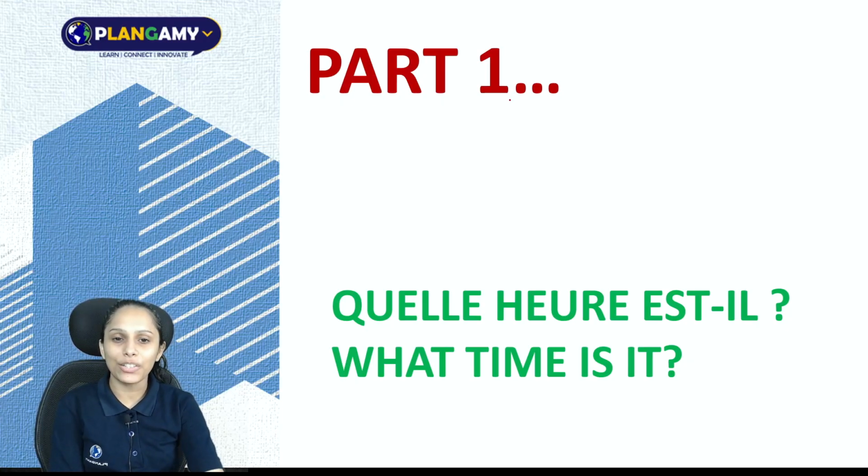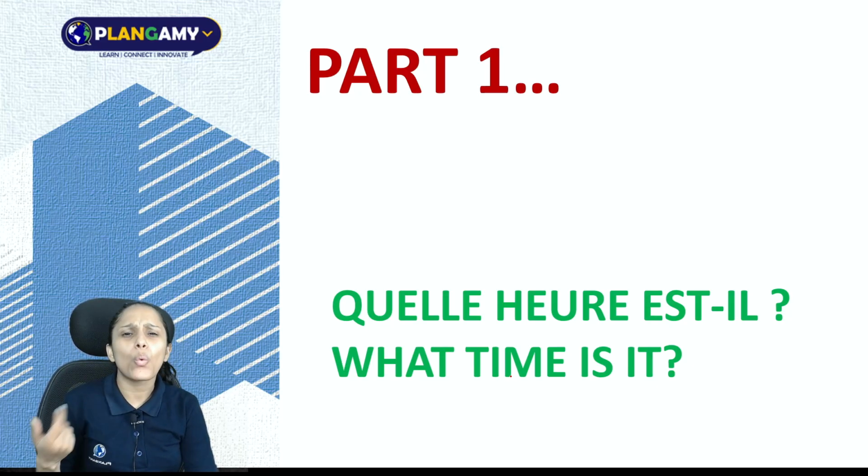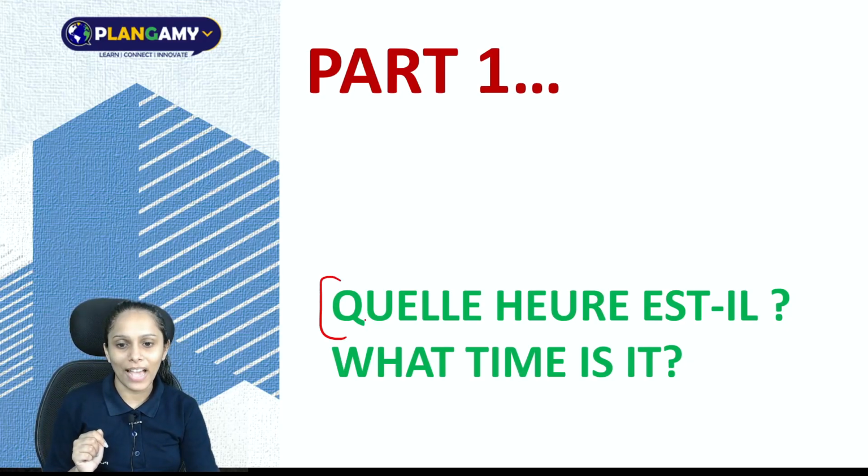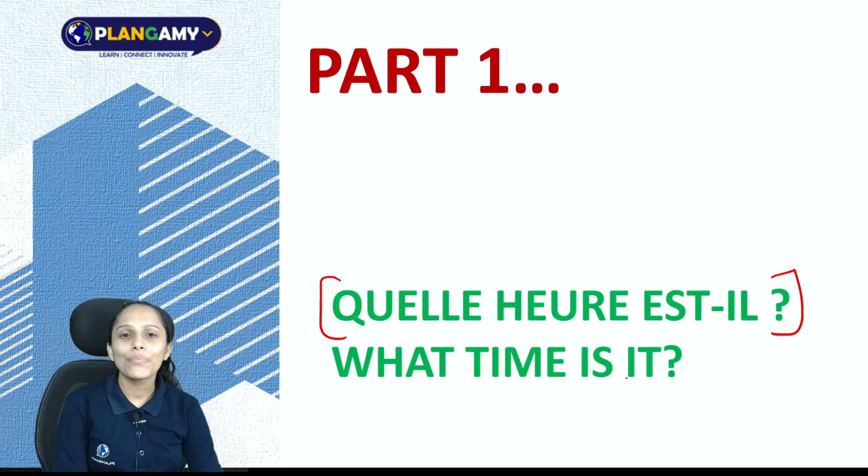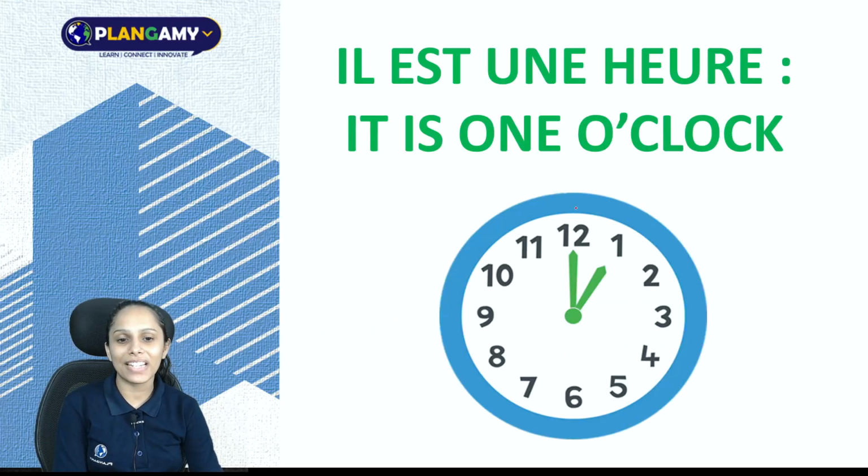Now, this part 1, it says, Quelle heure est-il? What time is it? Now, if you want to ask the time, for example, what time is it? You have to raise this question that you can see here. Quelle heure est-il? What time is it? Now, first we have an example here. It says, Il est une heure. Now, il est une heure means it is 1 o'clock.